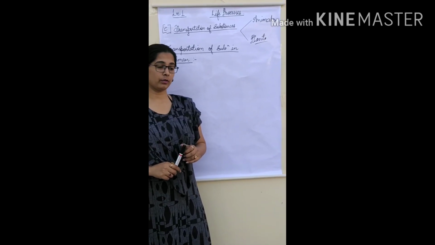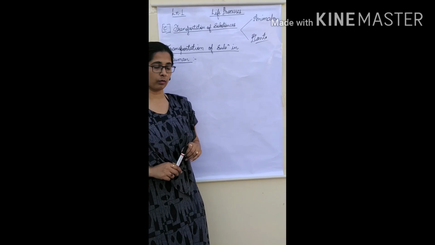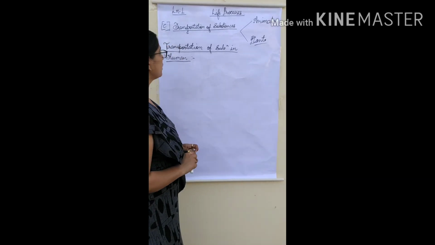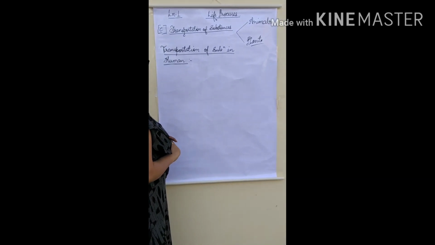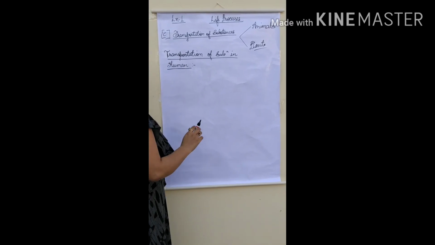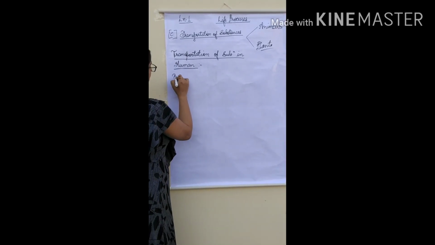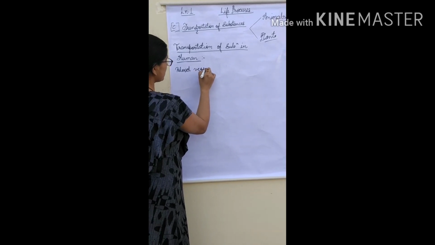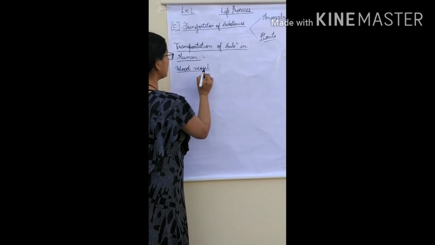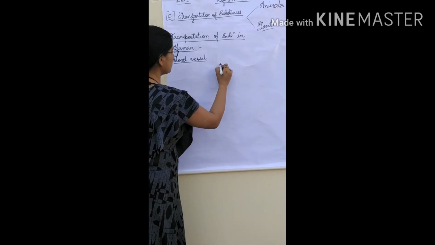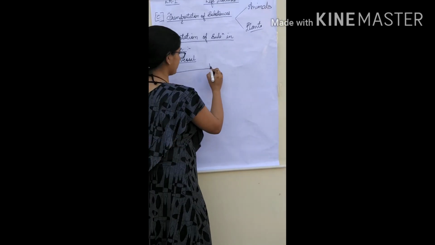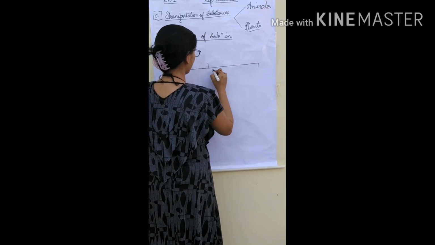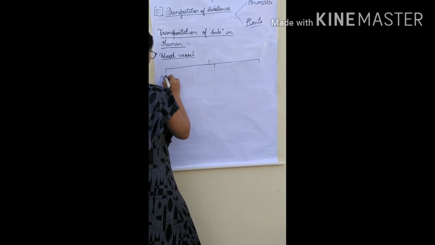I have taught you about the blood, then the heart, and now the third topic of transportation in humans is the blood vessels. Children, see, blood flows in closed vessels in our body, and these blood vessels are of three types on the basis of their function: arteries, veins, and capillaries.